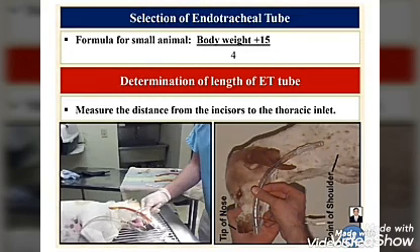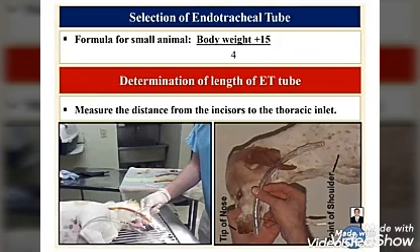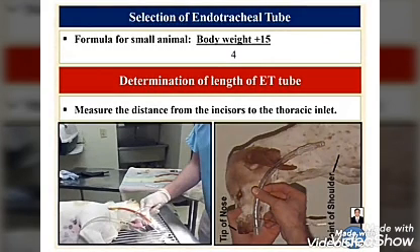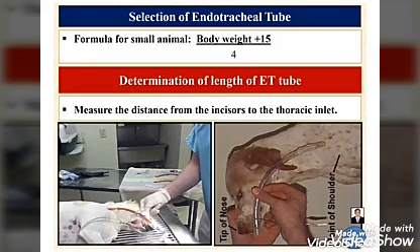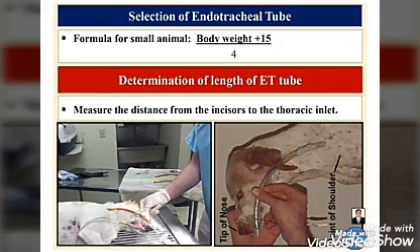suitable size of the endotracheal tube. So how to select the endotracheal tube? On the basis of the following formula: take the body weight. Suppose the animal weighs 10 kg, so 10 plus 15 divided by 4. So 25 divided by 4 means about 6, so a size 6 ET tube is selected for a 10 kg dog.